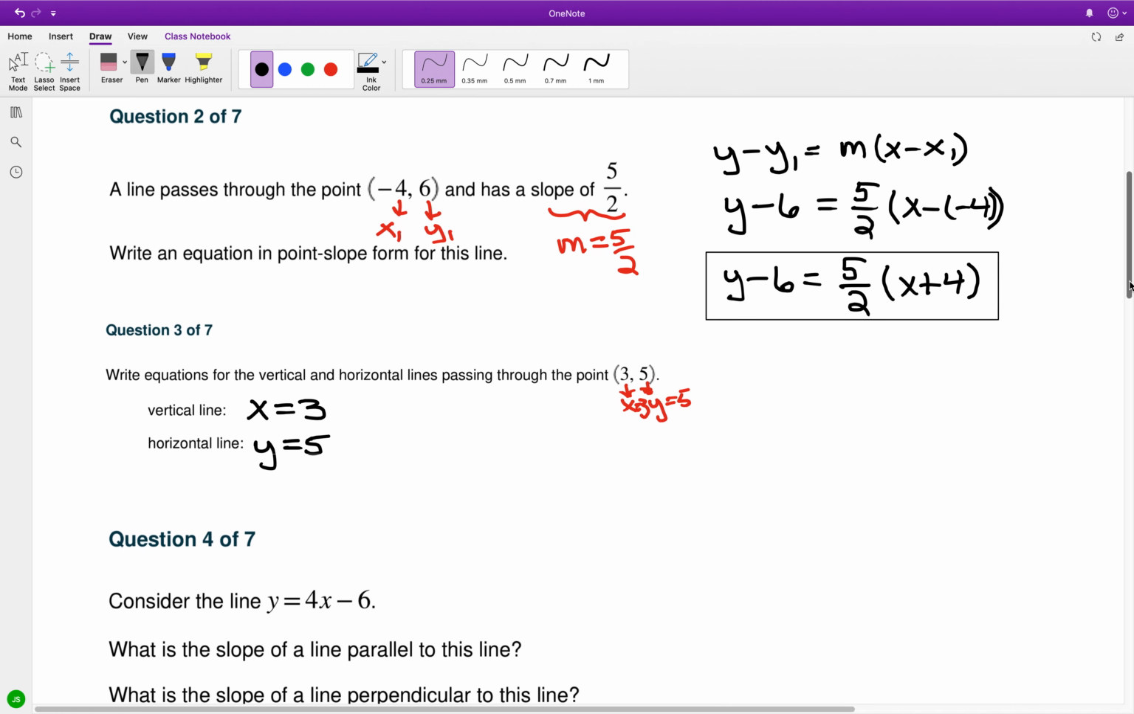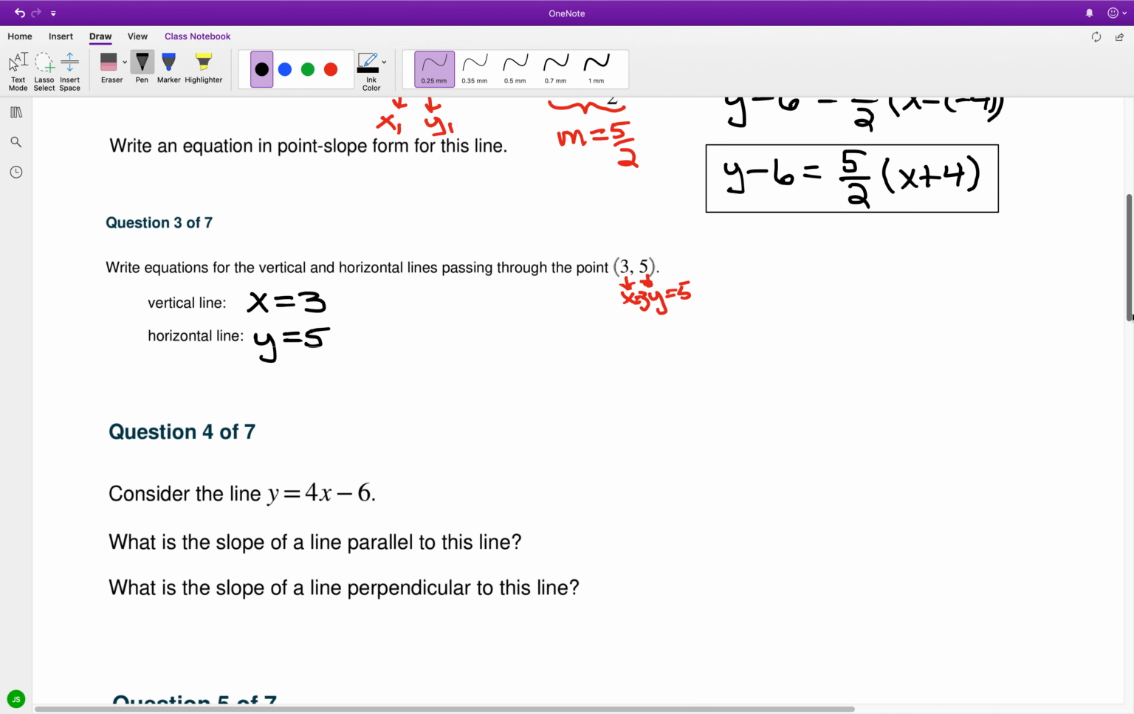Now, for question number 4, it says to consider the line y is equal to 4x minus 6, and we're looking for the slopes of the parallel and perpendicular lines. For y is equal to 4x minus 6, the slope m for this given line is equal to 4. So for the slope of the line that is parallel, parallel lines are going to have the same slope, so we're going to have 4.